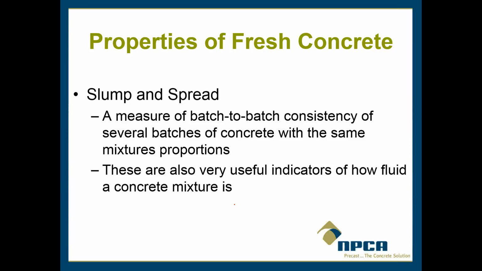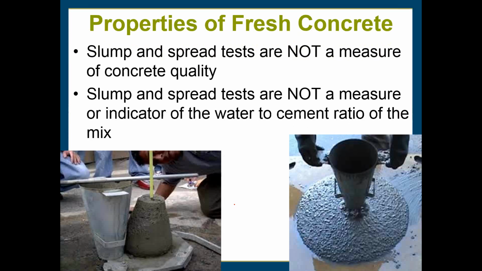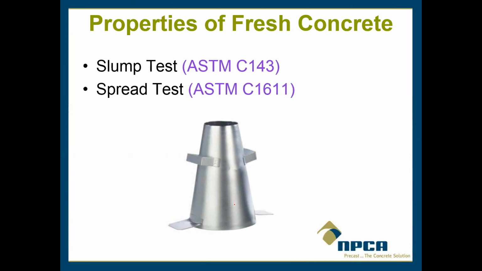So the reason we do a slump test or a spread test is to make sure that our concrete is staying consistent between batches, and to ensure that the consistency of the concrete we just produced is appropriate. So again, just to reiterate, it's not a measure of the quality, it's not a measure of how much water we put in, and it's not an indicator of what the water to cement ratio might be. So if you're doing a slump test, that's done in accordance with C-143, and if you're doing a spread test, that's C-1611.